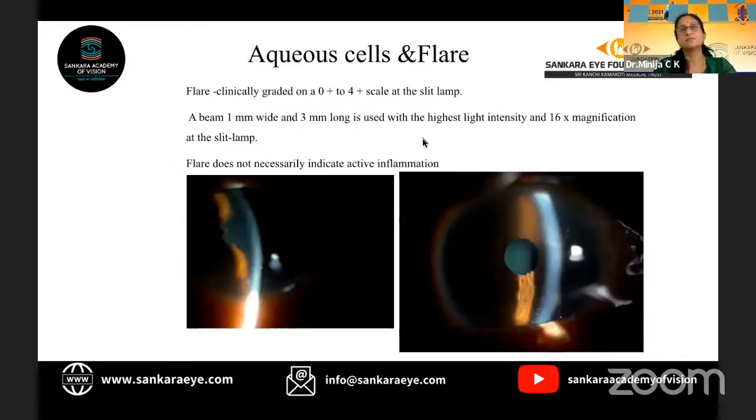Coming to the anterior chamber, mainly aqueous cells and flare. Dr. Anuradha has already told about the grading. And flare does not necessarily indicate active inflammation. So the inflammation in the anterior chamber could be serous, fibrinous, or hemorrhagic.